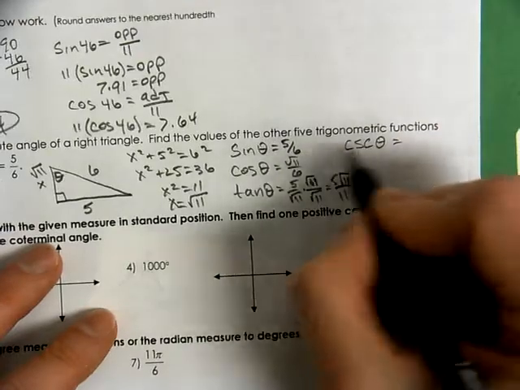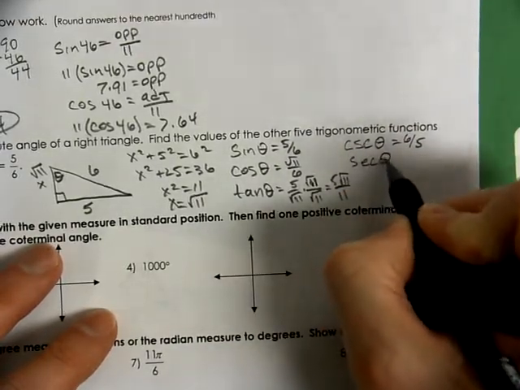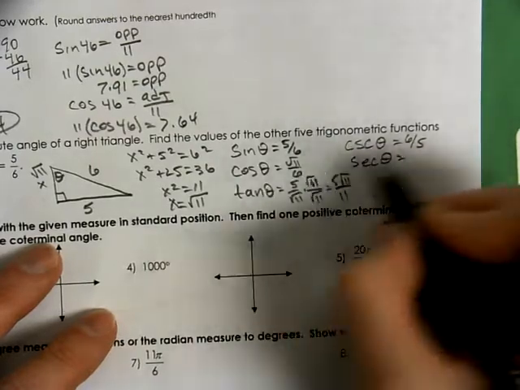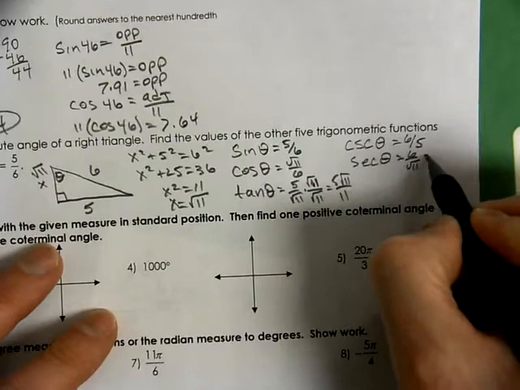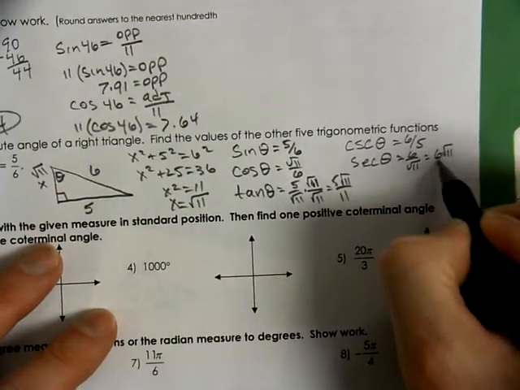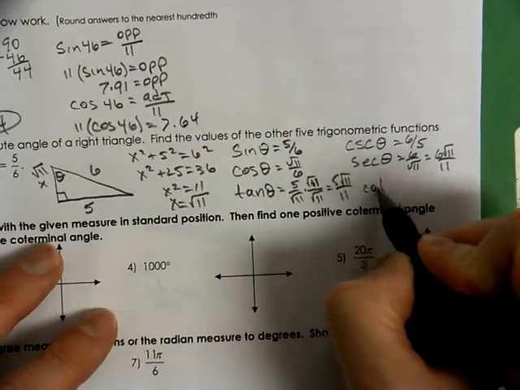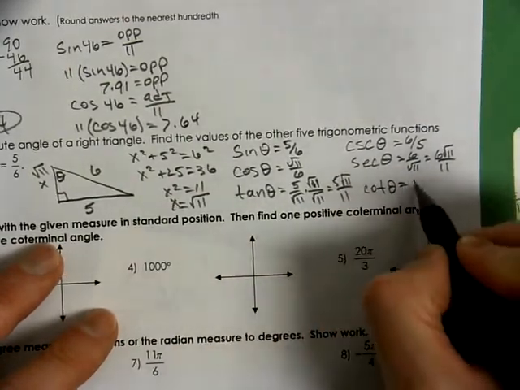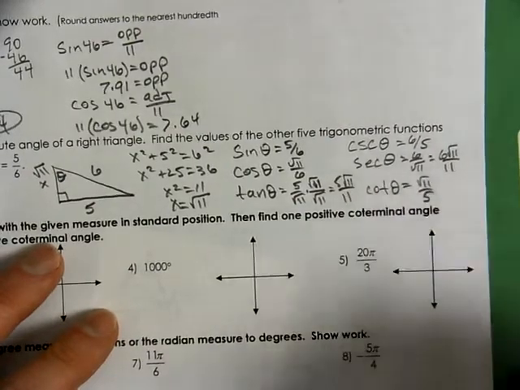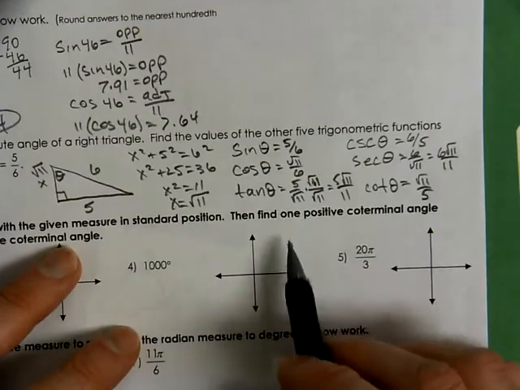Cosecant is going to be the reciprocal of sine, so it's 6 over 5. Secant of theta is going to be the reciprocal, so it's 6 over the square root of 11. Then you've got to rationalize that to get 6 square root of 11 over 11. And then cotangent is the reciprocal of tangent, so we're going to say 11 over 5. Use the original format, and you don't have to worry about rationalizing.